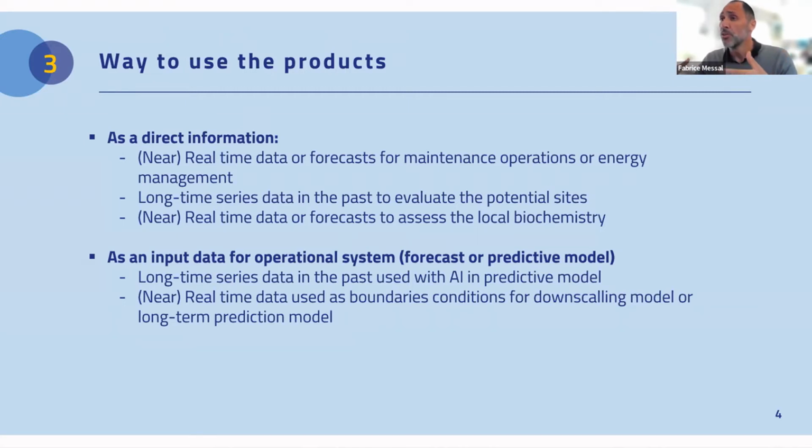But you can also use the product as input data for your own operational system. You have developed, or you ask a company to develop, a forecast or predictive model on your area of interest. You can use this data as boundary conditions for your downscaling model or long-term prediction model. You can use the long time series data from the past in your predictive model with machine learning and artificial intelligence. So there are different ways to use the product. It can be the direct information or input data for added value products for your operational system.